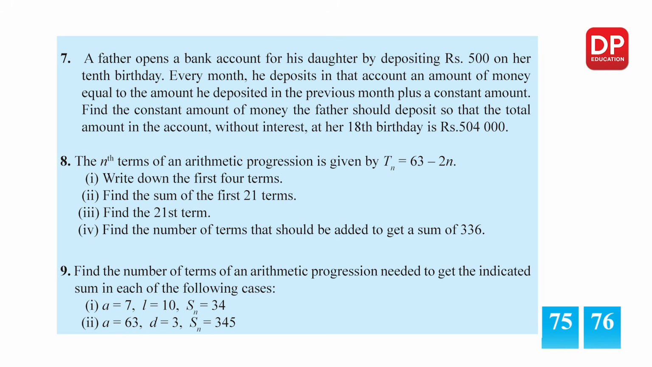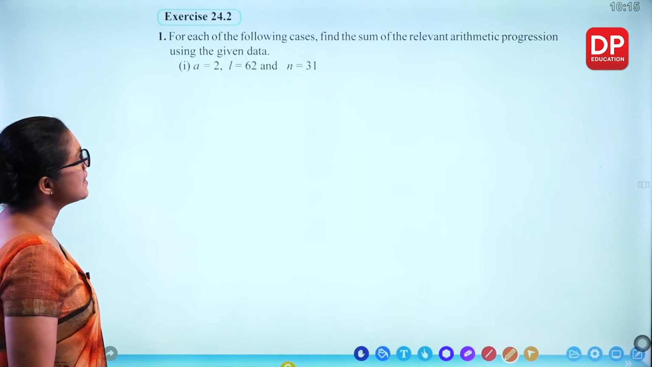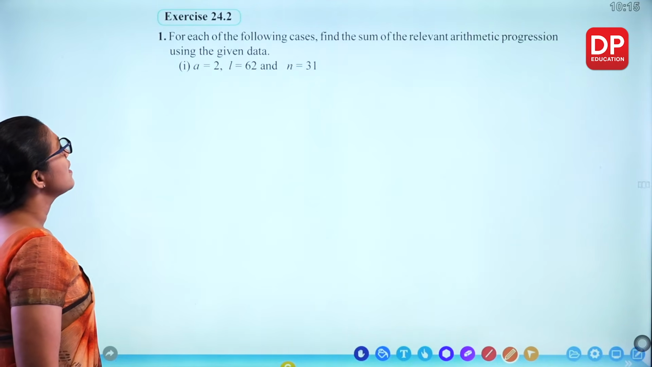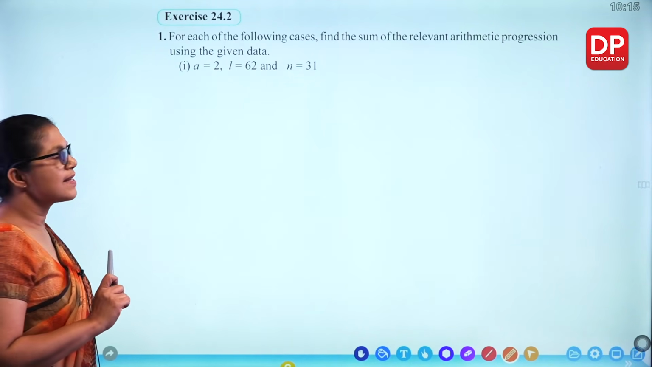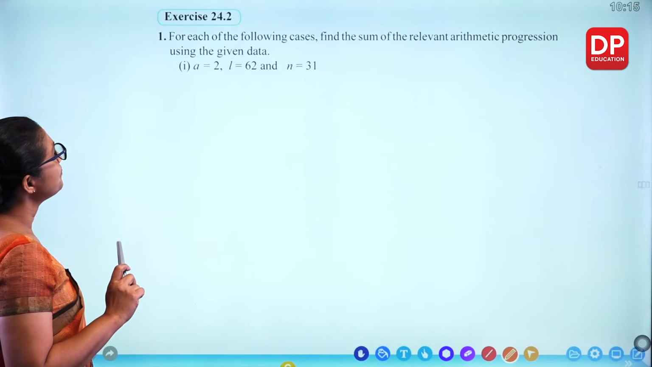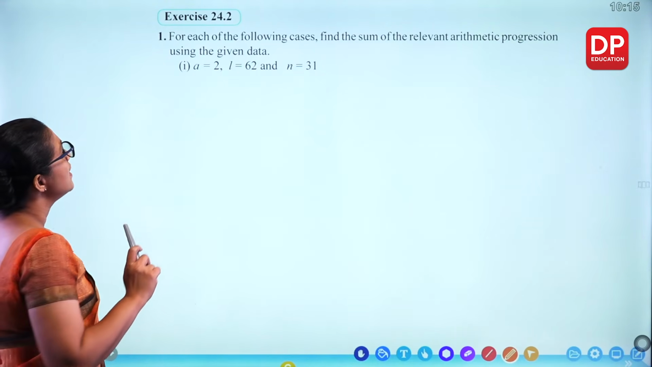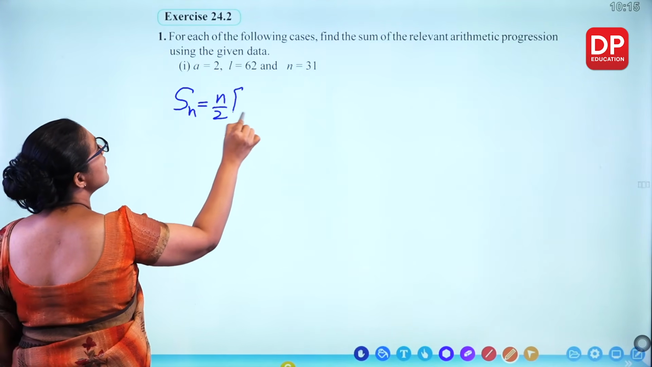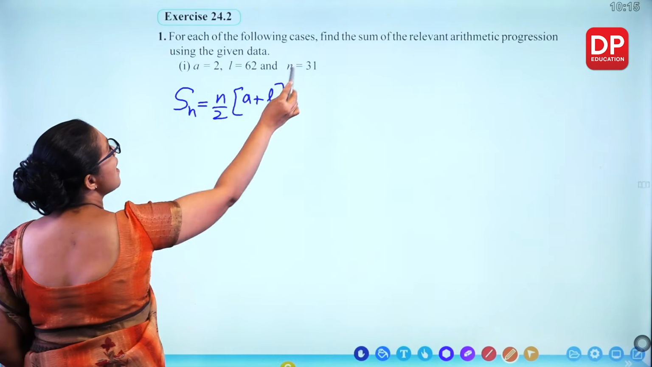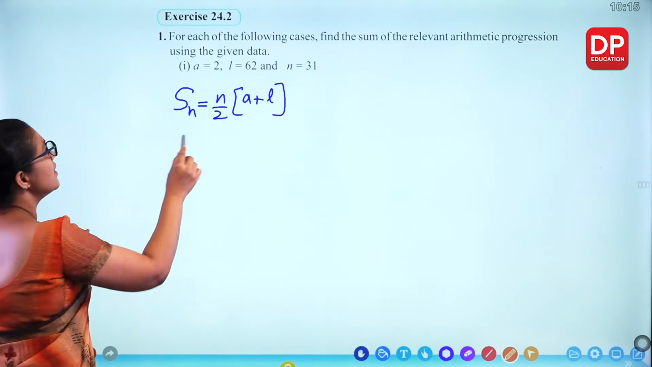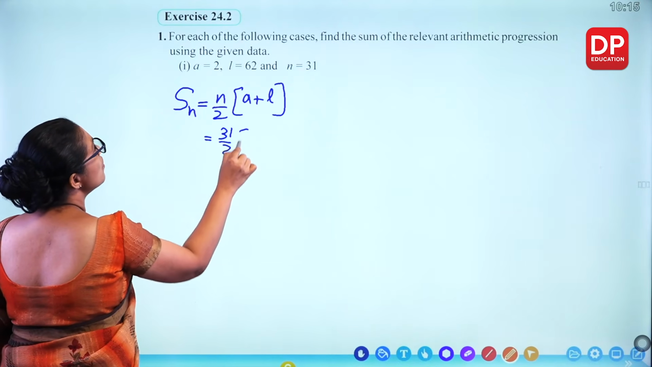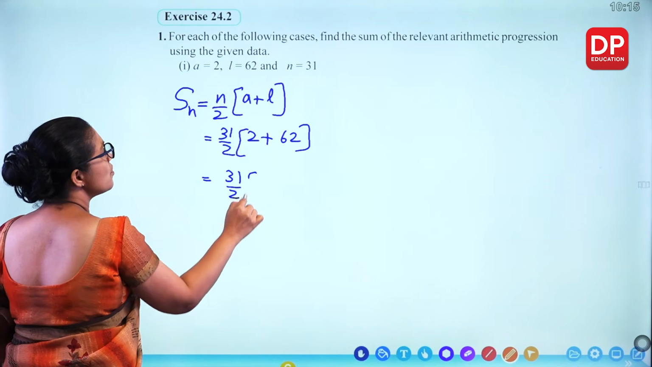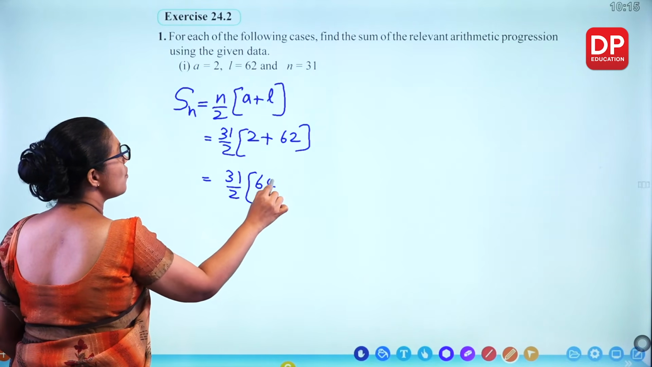Exercise 24.2. First question. For each of the following cases, find the sum of the relevant arithmetic progression using the given data. Last term and first term and n is given. Which one is suitable? You need Sn formula, but first thing you have to find out n. This formula you have to apply. n is given, n is 31. So apply 31 over 2. First term is 2, last term 62. 31 divided by 2, 62 plus 2, 64.